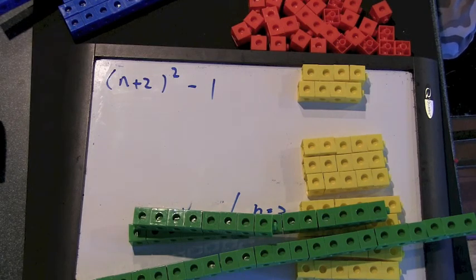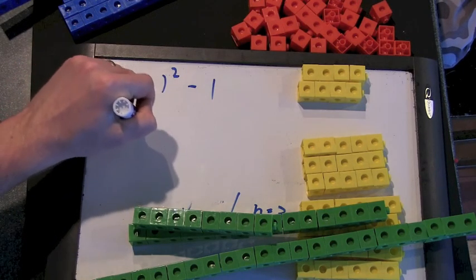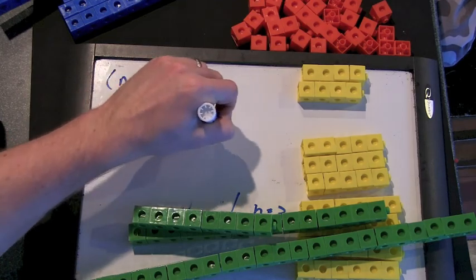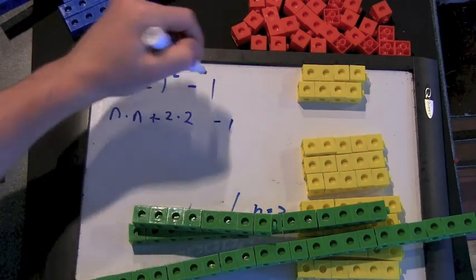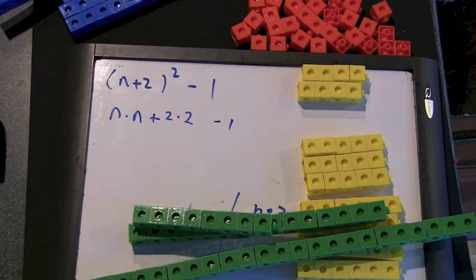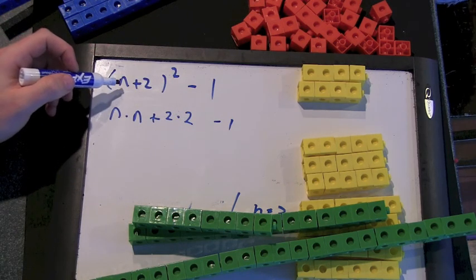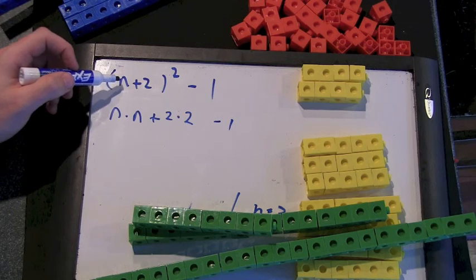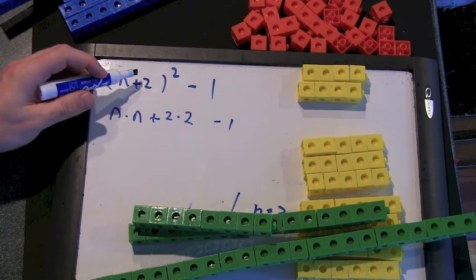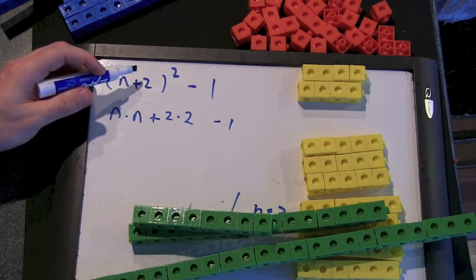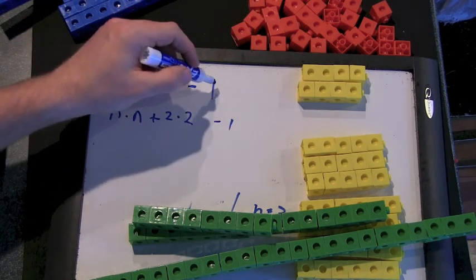Okay. So you think it's going to be n times n plus 2 times 2 and then minus 1, because of that minus 1 there? Well, let's see if that works. What do you want to plug in for n? Let's plug in 1. Okay, so we get 1 plus 2, which is? It's 3. 3 squared is 9 minus 1 is 8.